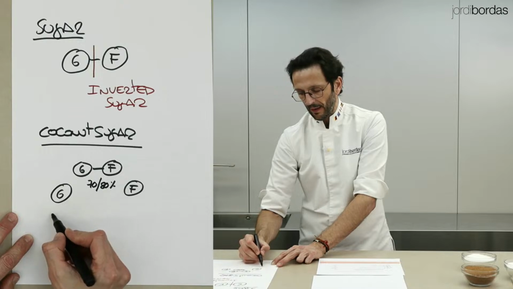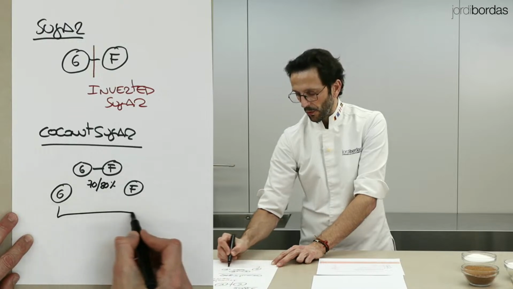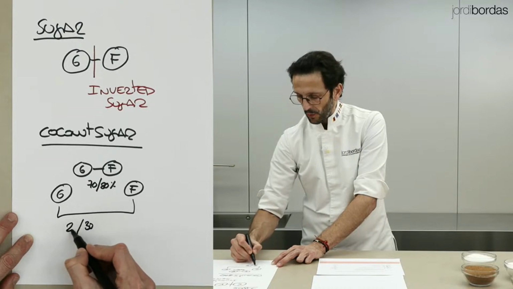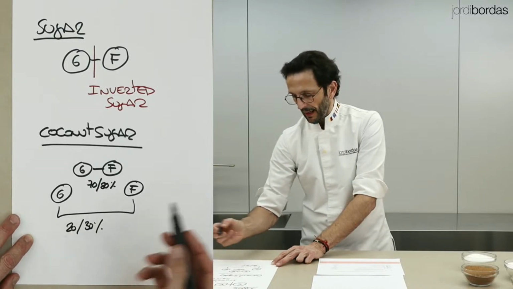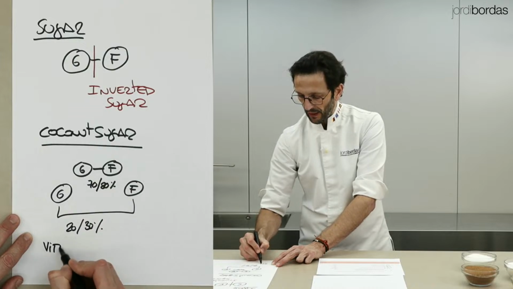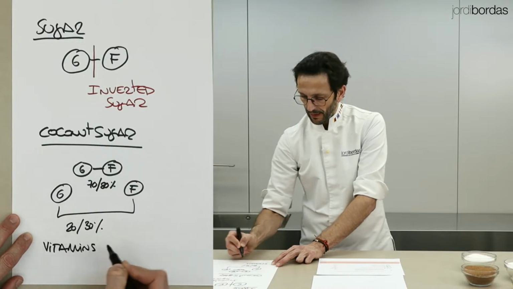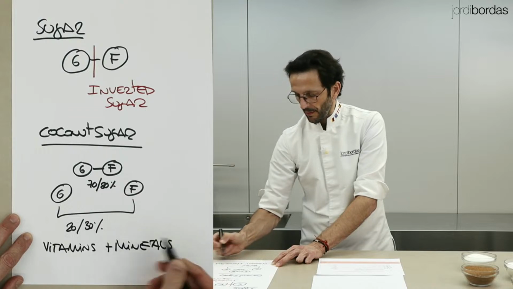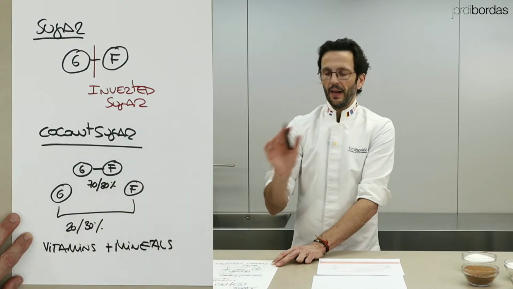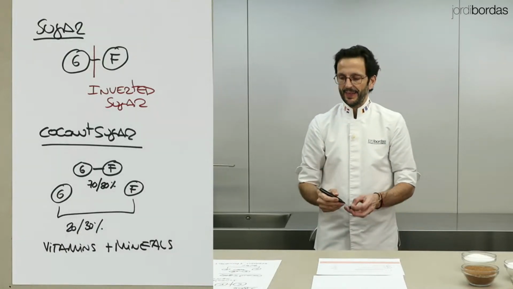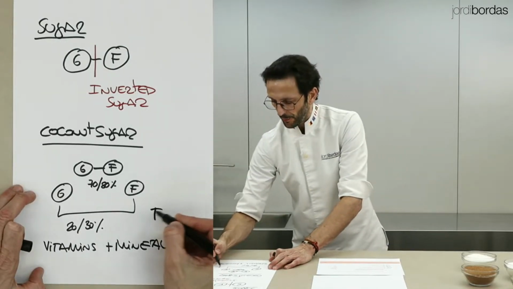We can have, for example, between glucose and fructose, between 30, 20%, okay? And then inside of this percentage, we have to count that we have vitamins and minerals, more or less. And sometimes we can have some fibers, but in a really tiny percentage, okay? This I'm going to put here.